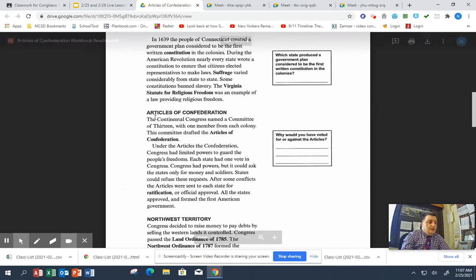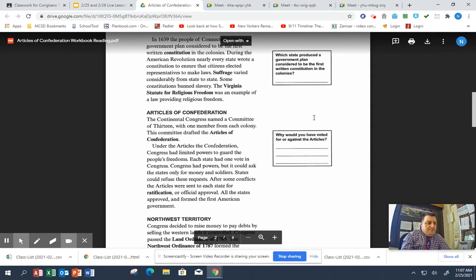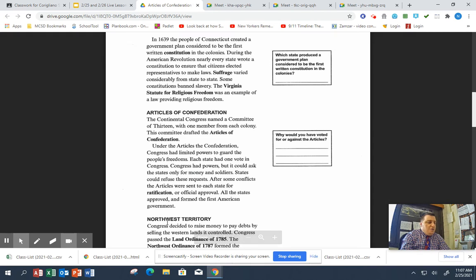Okay. Now, this question here is an opinion question. And you can use the information from this paragraph here to really back up what you think on this question. And that paragraph says, under the Articles of Confederation, Congress had limited powers to guard the people's freedoms. Each state had one vote in Congress. Congress had powers, but it could ask the states only for money and soldiers. States could refuse these requests. After some conflicts, the articles were sent to each state for ratification or official approval. All the states approved and formed the first American government.